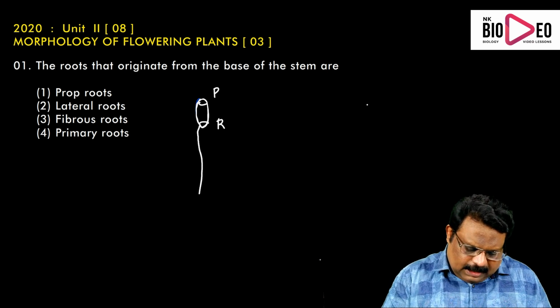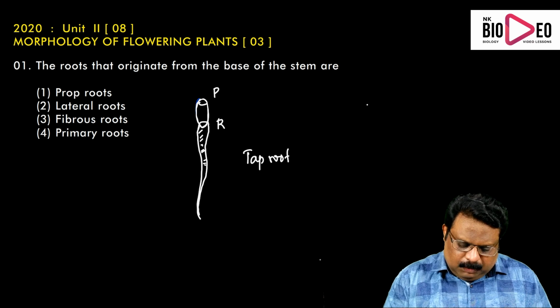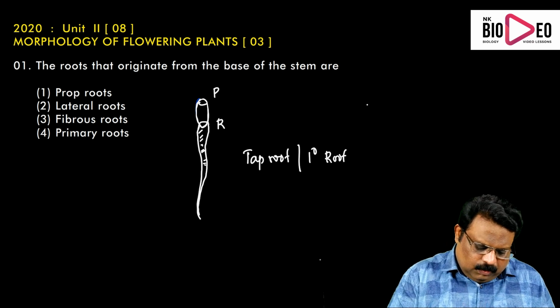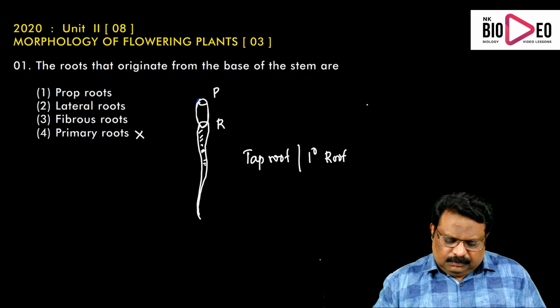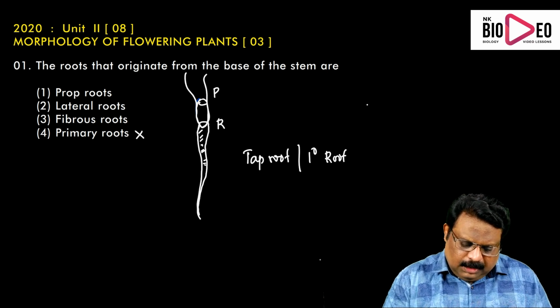Suppose the radicle is developing directly into a root. The root is called tap root. The tap root is developing from the radicle. The tap root is otherwise called primary root. So primary root is a tap root. So here the plumule becomes the shoot system.